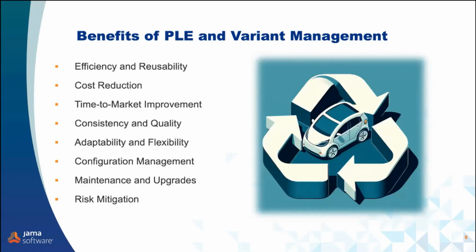Okay, so what are some of the benefits that we get from product line engineering and from variant management? Well, one is product line engineering enables organizations to create a product line architecture that allows for a systematic reuse of components. This can be components, modules, assets, and those are across different products within a product line. This promotes efficiency by reducing redundancy and the need to recreate similar functionalities for every product. Another way is by reusing existing components and assets, organizations can significantly reduce their development cost.